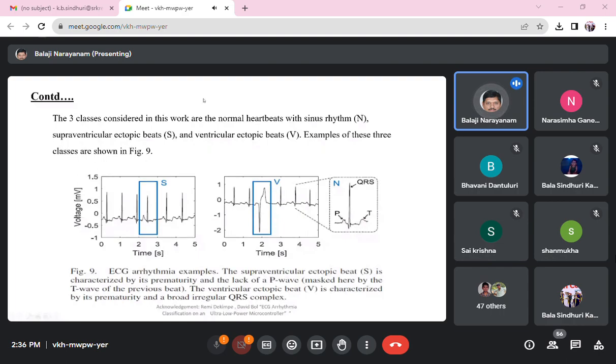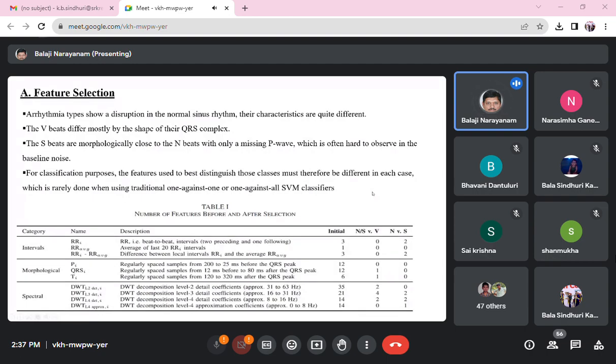The three classes considered in this research work are normal heartbeats with sinus rhythm, which are said to be N, supraventricular beats, which are S, and ventricular beats, which are V. The examples for the supraventricular as well as ventricular are shown here, S, V, and N for normal. There are different types of arrhythmia, which show disruption in the normal sinus rhythm. Their characteristics are quite different.